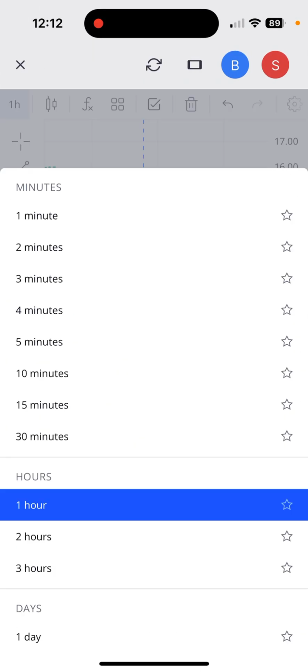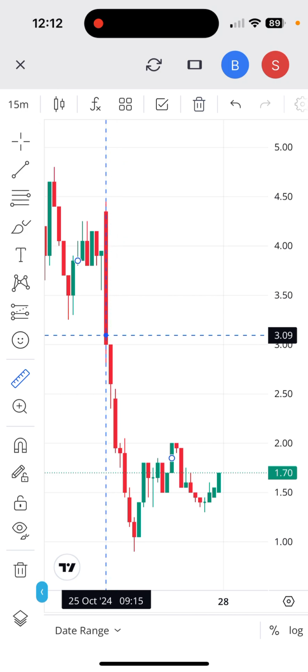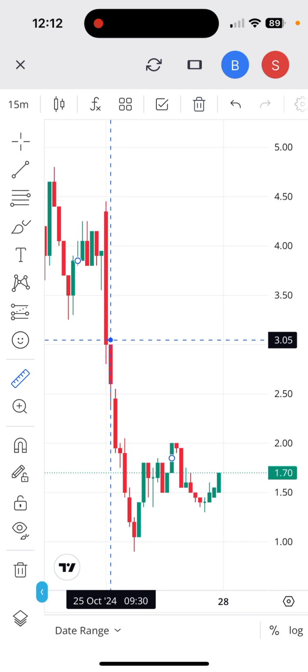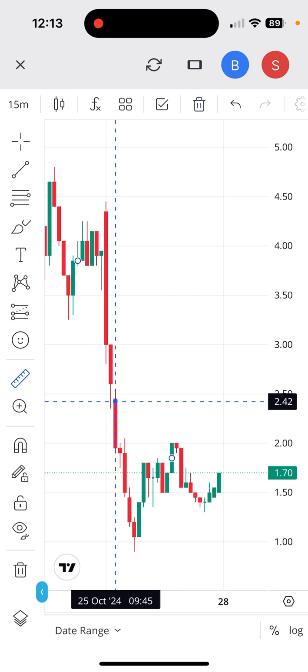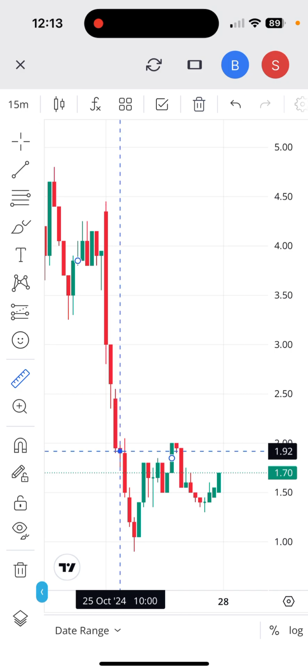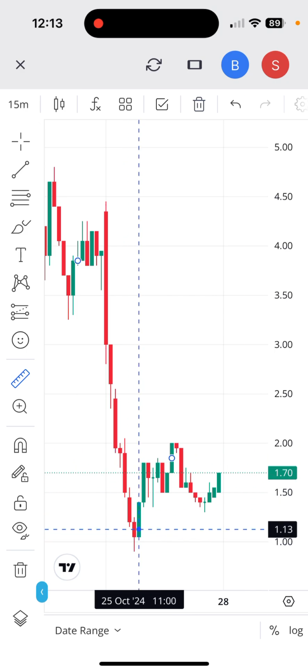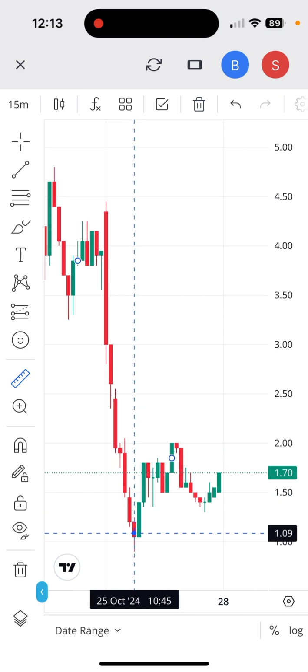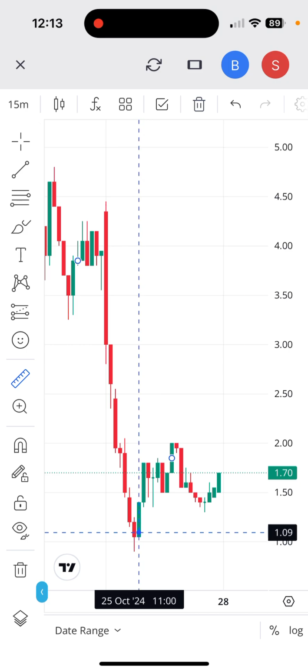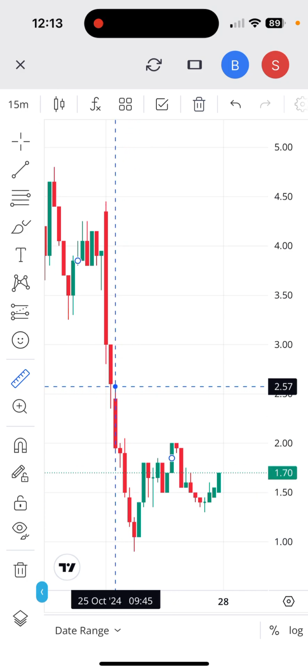I'm again looking at the 15-minute chart. This is 9:30. This is 9:45. So after 9:45, we have sold it, for example, at 1.92, and waited for this green candle to come. You could have sold it here, say 10:45, say 11, right? 1.12.